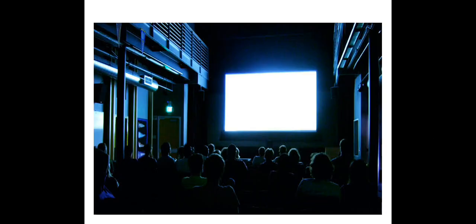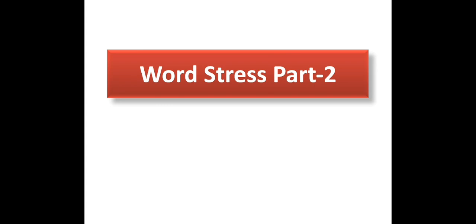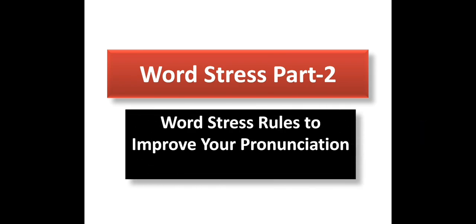So try to hear the stress in individual words each time you listen to English on the radio, or while watching television, or while watching films. Okay, so your first step is to hear and recognize it, and after that you can use it. In this way you can develop the practice for word stress. So in the next tutorial I'll tell you about word stress part 2, word stress rules to improve your pronunciation. As word stress has some rules, I'll discuss those rules in the next tutorial.